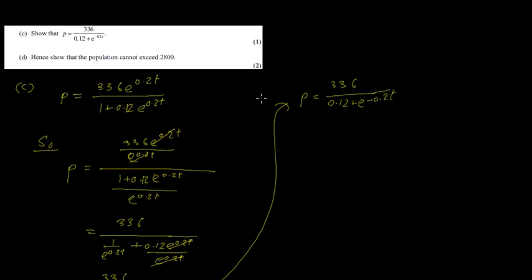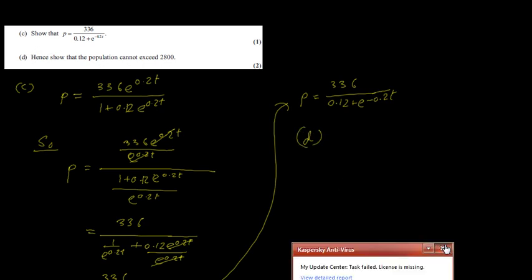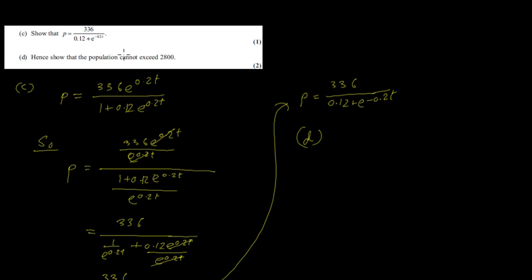So this algebra is a bit cumbersome and this is only 1 mark. So I don't think in the exam you should spend too much time on sums like this, which requires you to simplify something for only 1 mark. The best thing to do is just move on to the next one, question number D. This is a very common question. They're asking us why the population cannot exceed 2800.